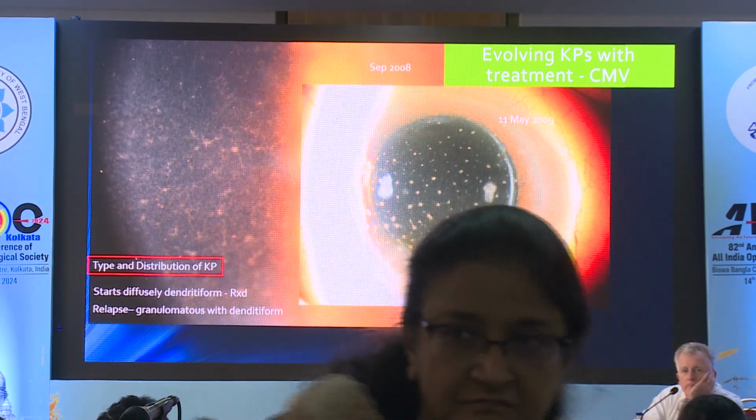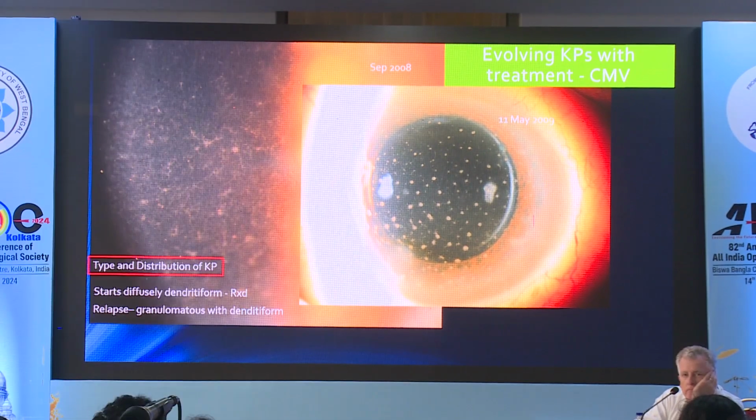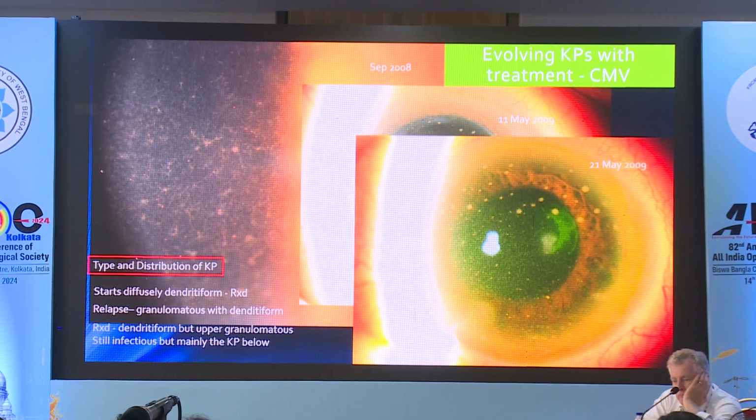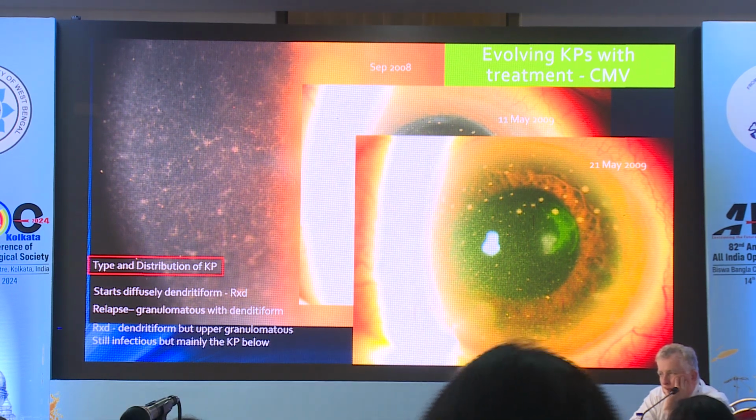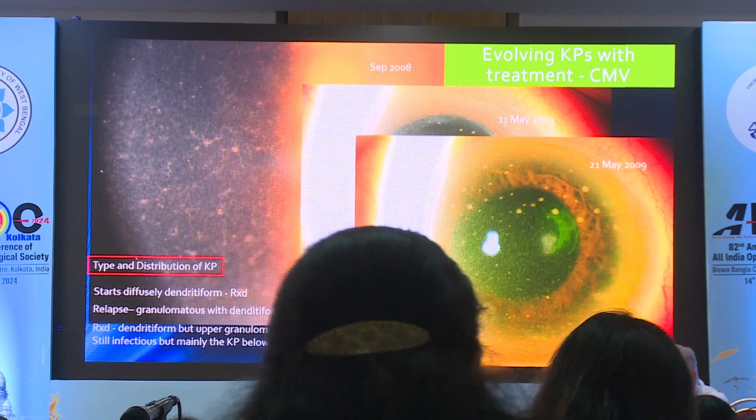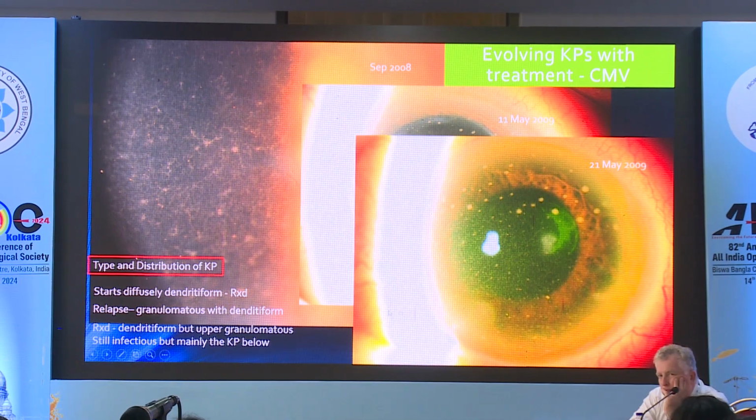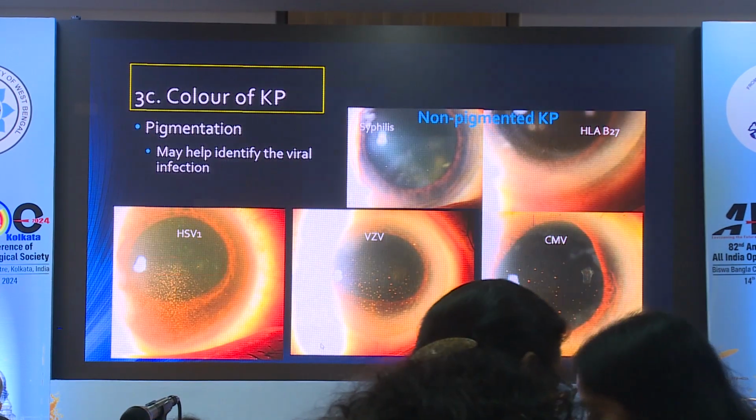When this patient was treated, you can see this was CMV. The KPs start to change and evolve. They become a bit more granulomatous. And at the end, very interestingly, the top ones were granulomatous and the bottom ones were still rather dendritiform. So we're talking about when the patient first presents to you: if they are diffuse, dendritiform, and so on, these tell you about the possible characteristics and etiology of the underlying trigger.